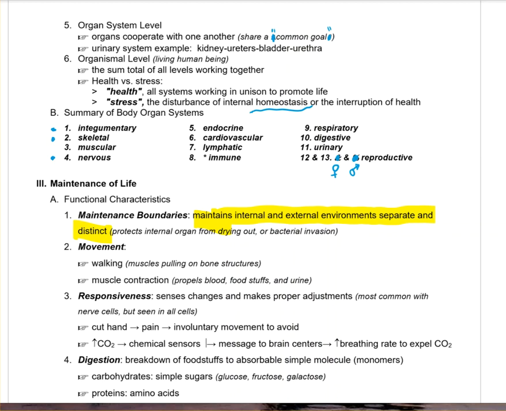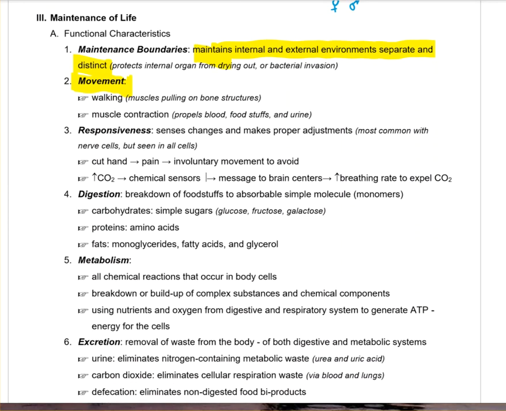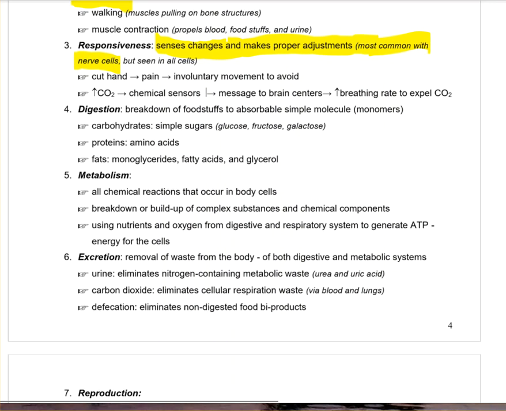And then obviously, I think you understand movement when I say what movement is, what we're talking about there. We can have internal movement as well as external movement. And then responsiveness. And responsiveness is a really important one. This is where we sense changes and make proper adjustments. We see this a lot in, it's most common with nerve cells, but all cells can respond to their environment. There's a couple examples there. You can go ahead and take a look at those if you want. But I think you probably understand what we mean by responding to our environment. We'll talk more about this when we get to homeostasis.